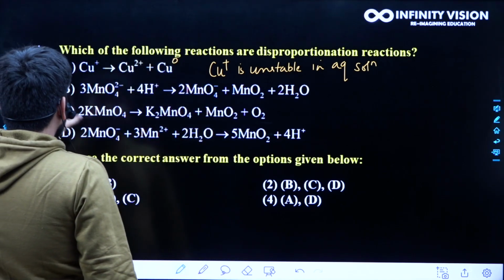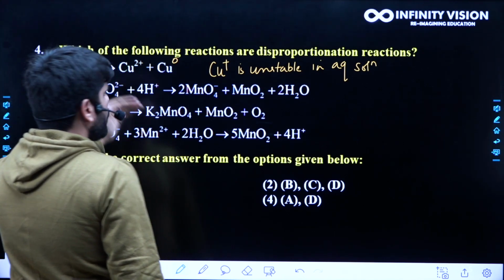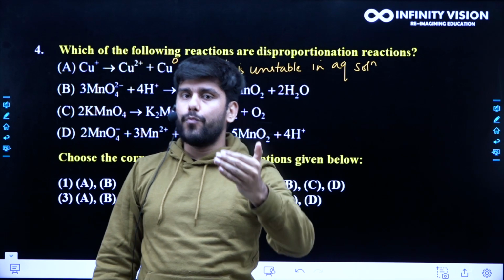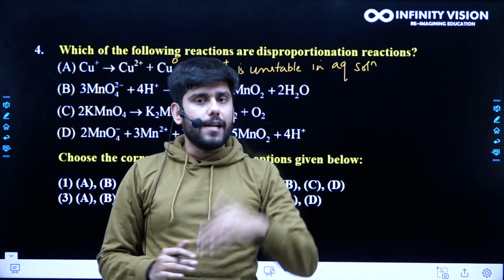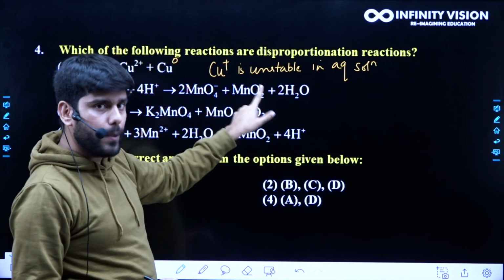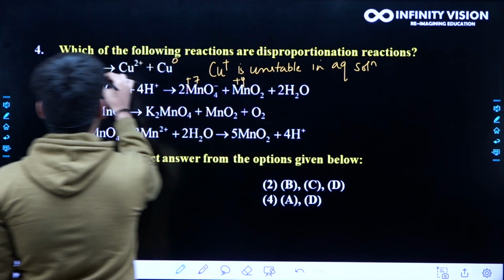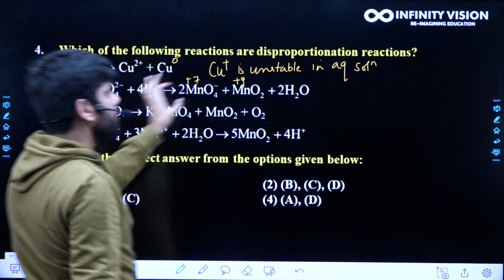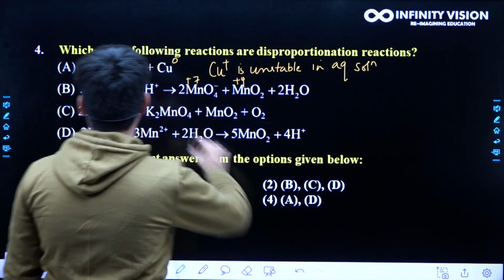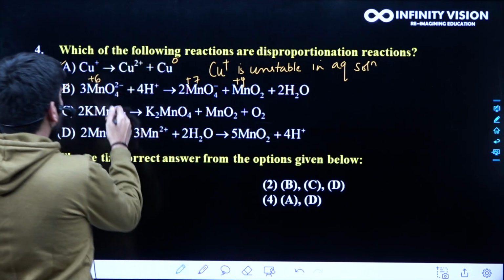In the B option, they have given potassium manganate. We know potassium manganate, MnO4 2-, in the acidic medium disproportionates into permanganate ion, that is MnO4-, and MnO2. Here it is in +4, here it is in +7, and here it is in +6. So this is also an example of a disproportionation reaction. So A is correct, B is correct. In C, we have potassium permanganate.